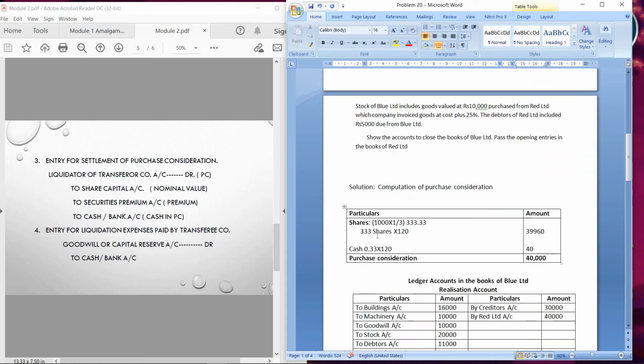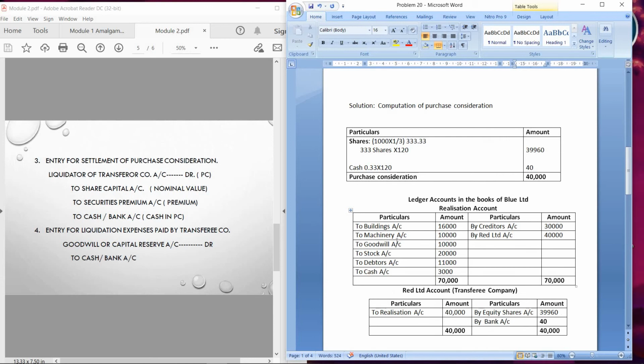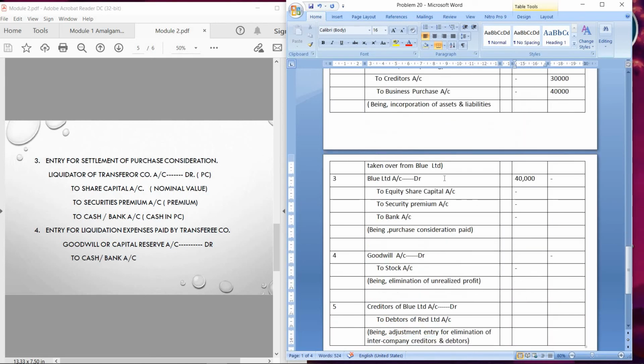What is the number of shares? Number of shares is 333 shares. Okay, so here in the bracket you can write 333 shares into 100. So that will be 33,300. This is the nominal value of shares. Then premium, 333 into 20 rupees premium. So the amount will be 6,660 rupees. And finally, the amount that is paid in cash is 40. So that we have to take.